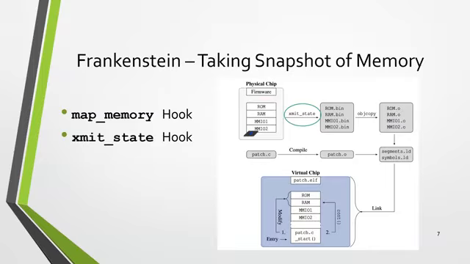As I said in the previous slide, Frankenstein makes patches to the physical chip's firmware to take a snapshot. So first, it adds a hook called map memory, which initially just sweeps through the entire memory address range, so we have a layout. Then it takes a snapshot by adding a hook called eximit state. This hook pauses interrupts and disables timers while copying the memory through HCI. And as you can see in the image, the contents copied contain ROM, RAM, and memory mapped I/O.